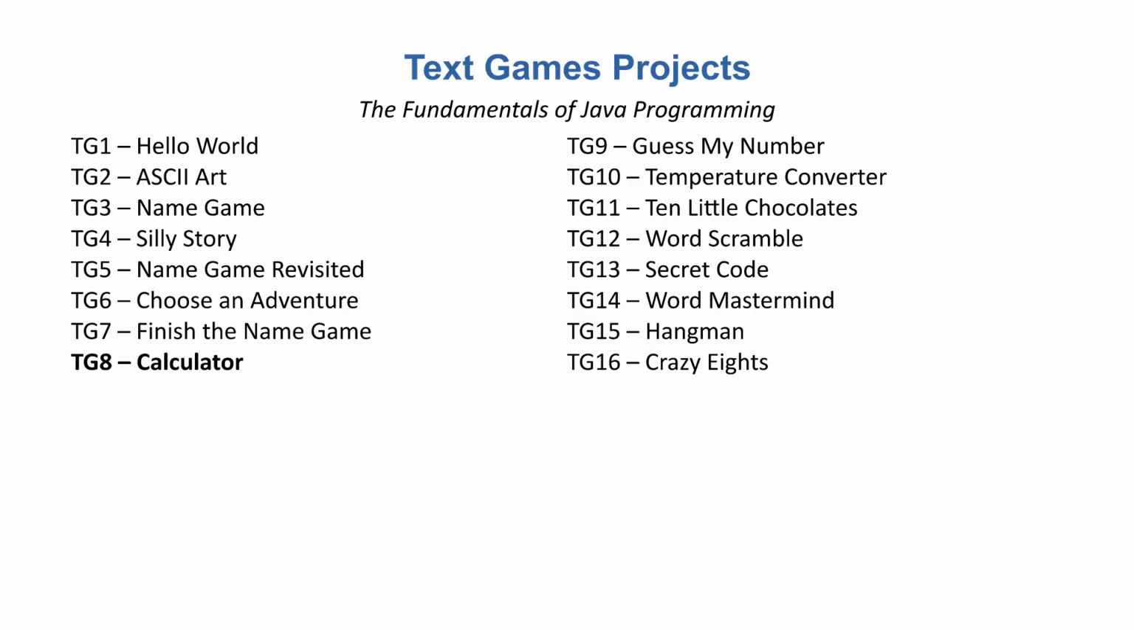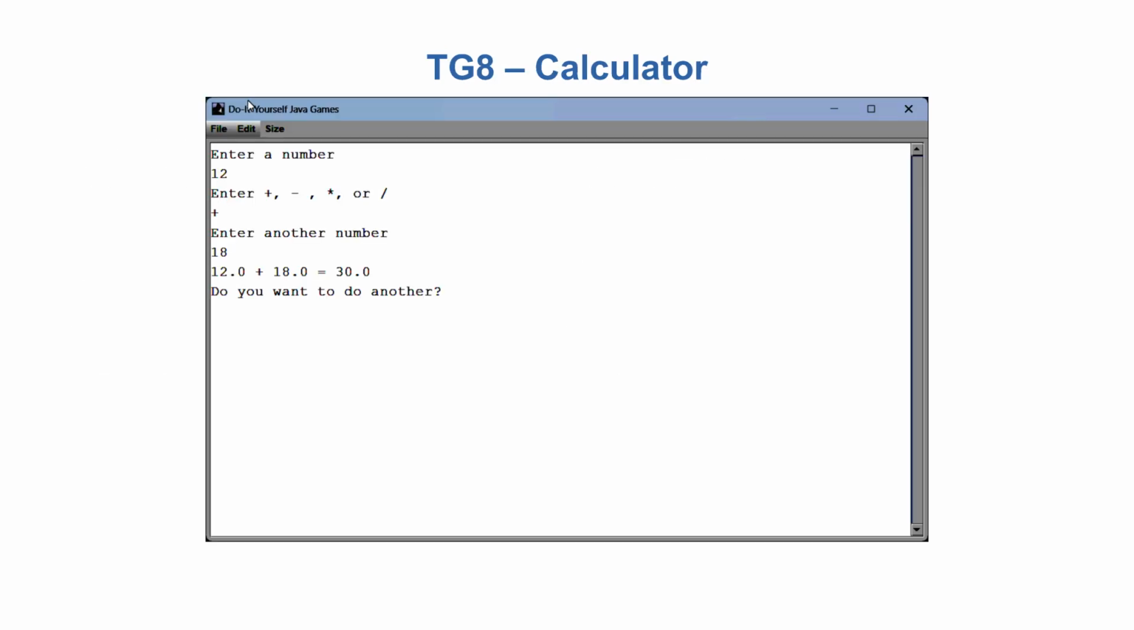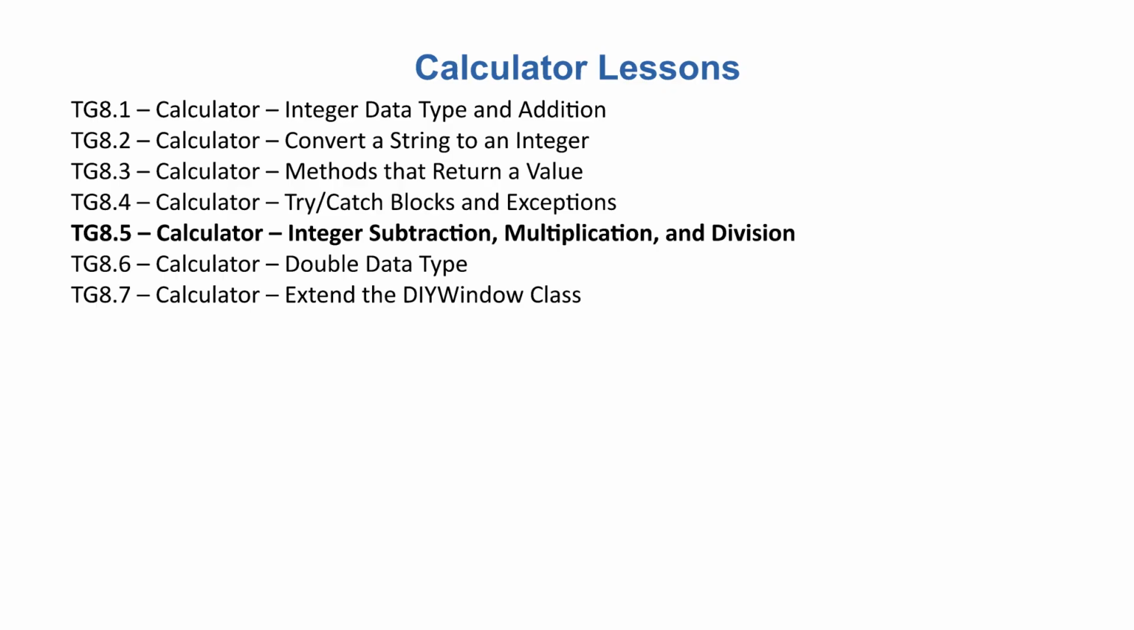We're currently working on the 8th project, TG8 Calculator. In this project, we'll create a simple calculator like this. This is lesson TG8.5, where you'll learn how to subtract, multiply, and divide integers. You can add, subtract, multiply, and divide numbers in Java. In this lesson, you'll add code to calculator to let the user choose which operation to perform.